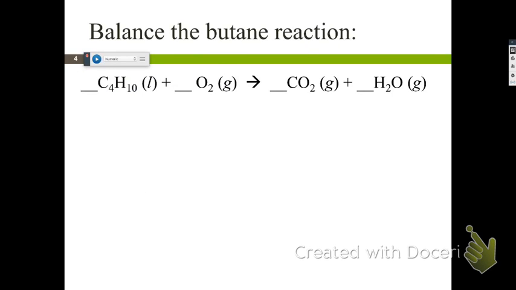So go ahead and balance our second equation on our worksheet for today, if you have not already done so. And then try to make some sentences like we did earlier about the relationship between reactants and products.